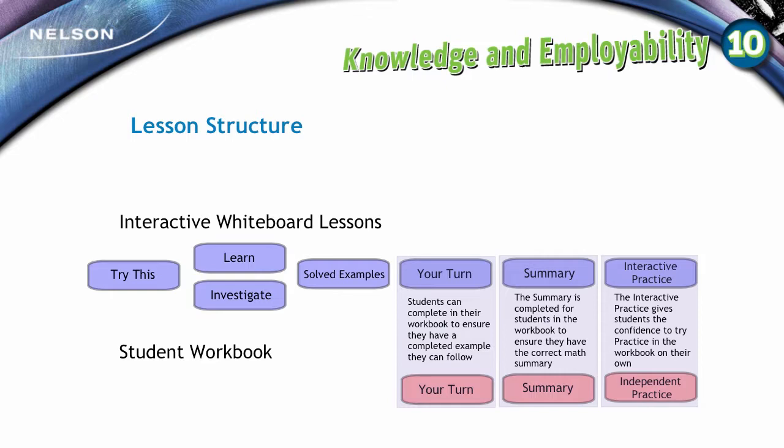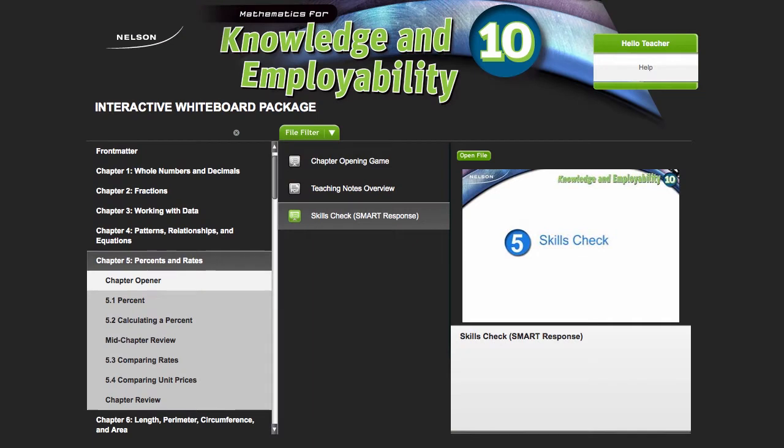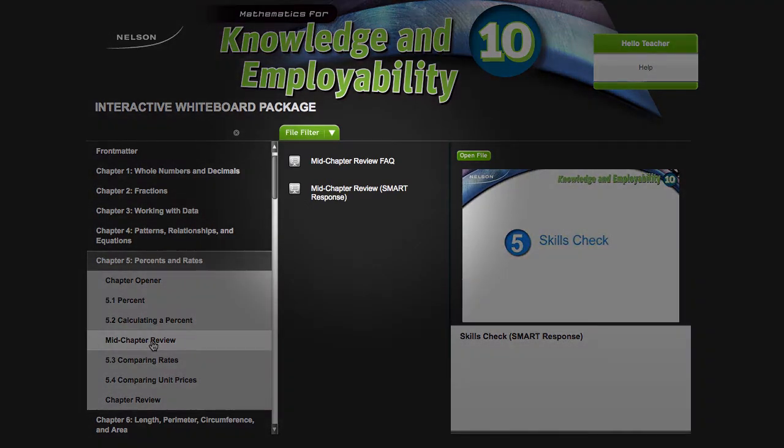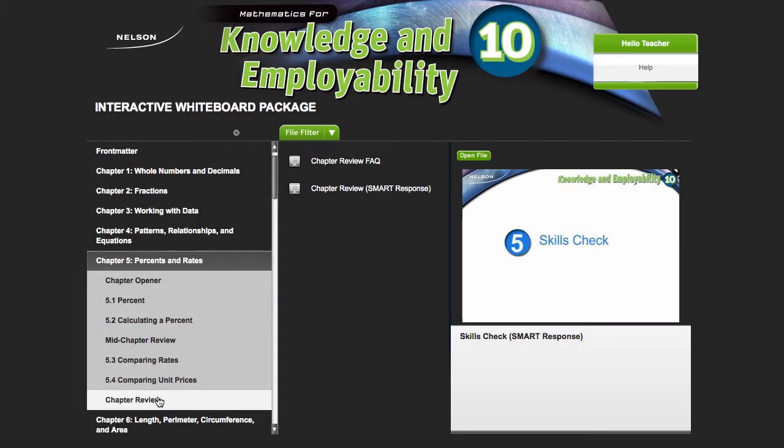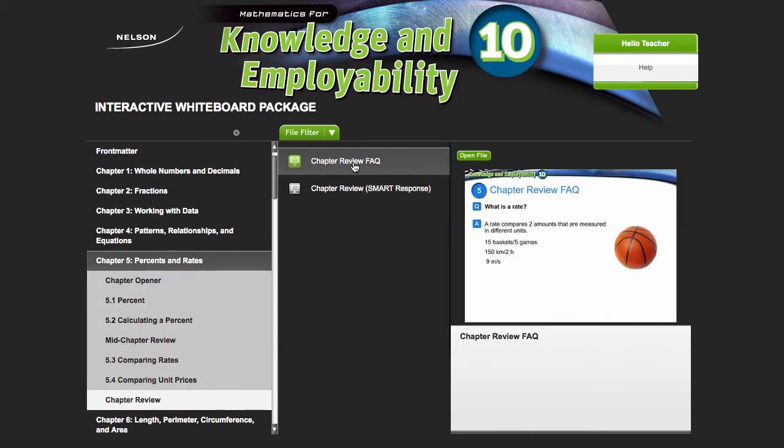Now let's take a look at some of the other tools available as you progress through a chapter. As you progress through a chapter, you may wish to review the concepts that have been covered. Mid-chapter FAQs and a mid-chapter review is provided to review the contents of the first half of the lessons in a chapter, and chapter FAQs and a chapter review is provided to review the contents of the second half of the lessons in a chapter.